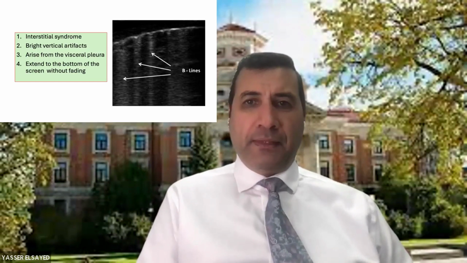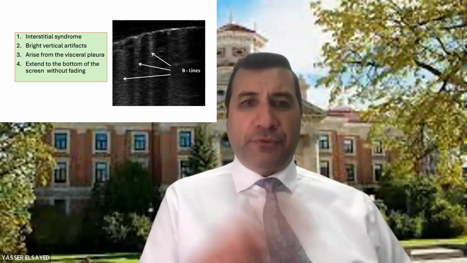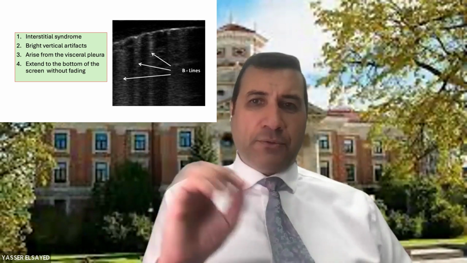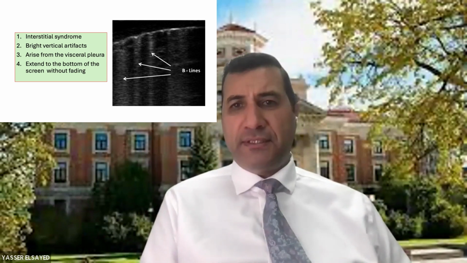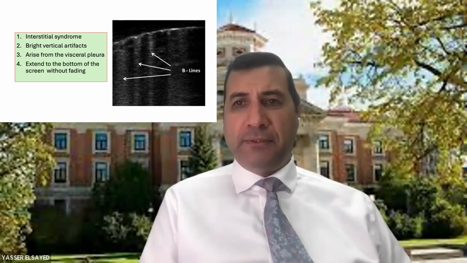Then the second pattern is B line, and B lines are separated and countable. And if we have more than 2, 3 or more lines, then it is consistent with the interstitial fluid. In neonates after birth, this is consistent with the TTN. And children and adults might be consistent with heart failure.